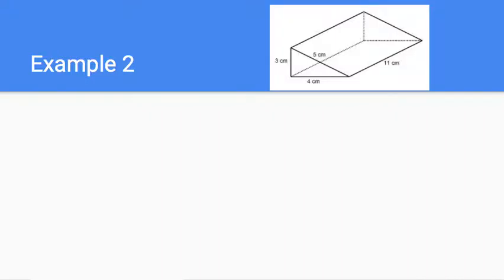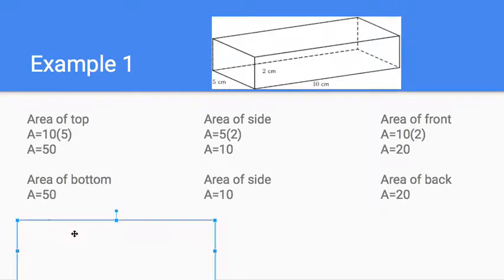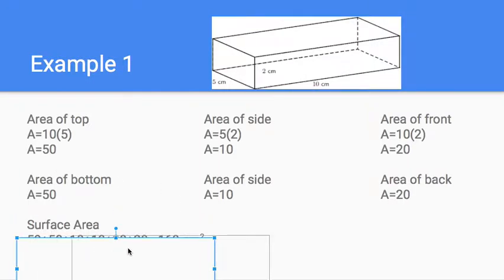I want to find the total surface area. So surface area, it's the area of all the sides added together. So I do 50 plus 50 for the top and bottom, plus 10 for the 2 sides, plus 20 for the front and back, and I get a total of 160 square centimeters. And since this is area, it's going to be squared.